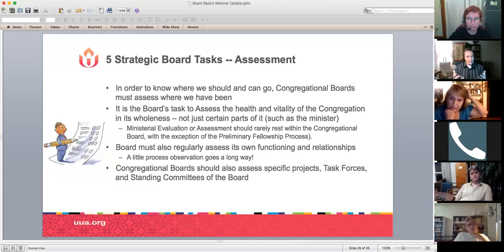The point is that I think the board has an assessment responsibility to be able to gather data, either yourself or in a task force that you have created and delegated to, about what is happening within your congregation's administration, operations, and programming. Next slide.